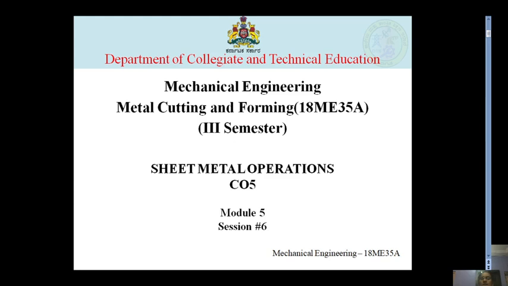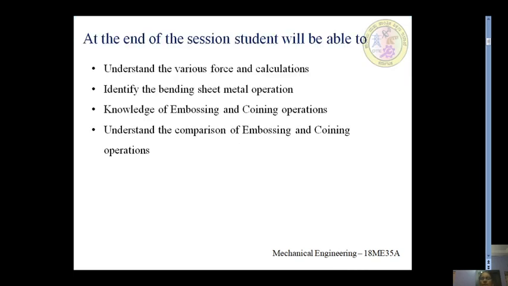So, this is almost the last session, that is the 6th session for the 5th module, sheet metal operations, of the Metal Cutting and Forming subject, that is 18ME35A. At the completion of the 6th session, the students will understand the various forces and calculations, identify the bending sheet metal operations, gain knowledge of embossing and coining operations, and understand the comparison of embossing and coining operations.